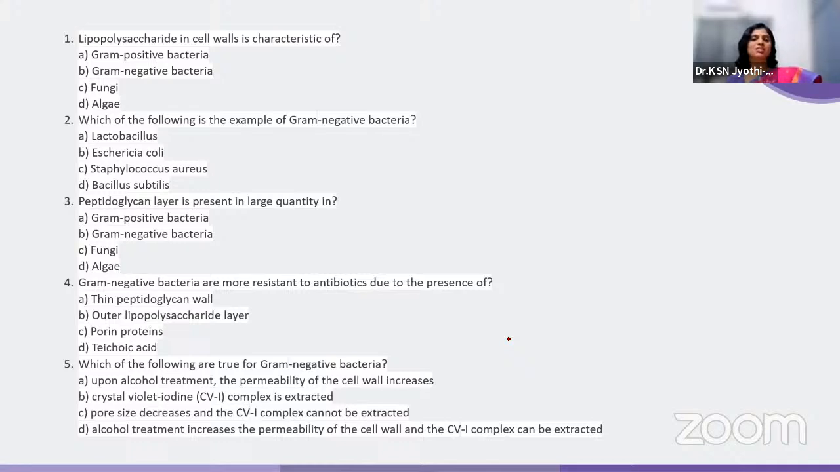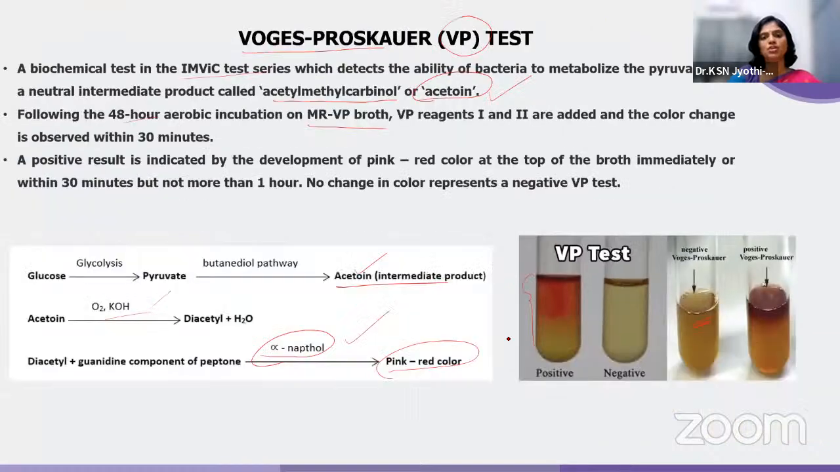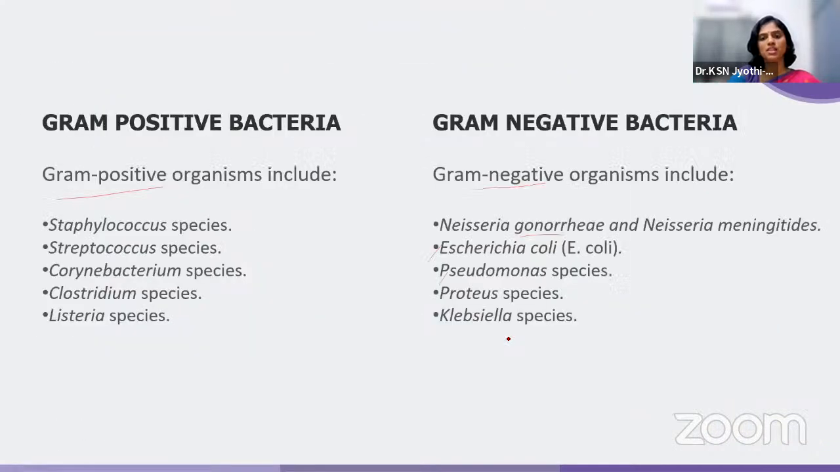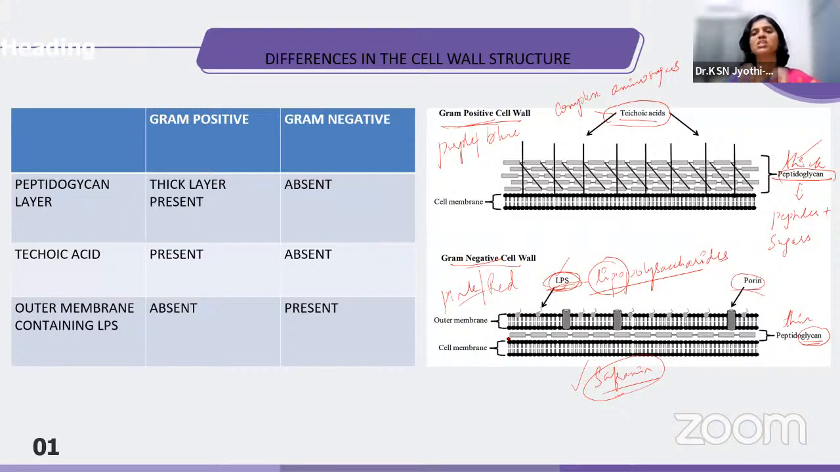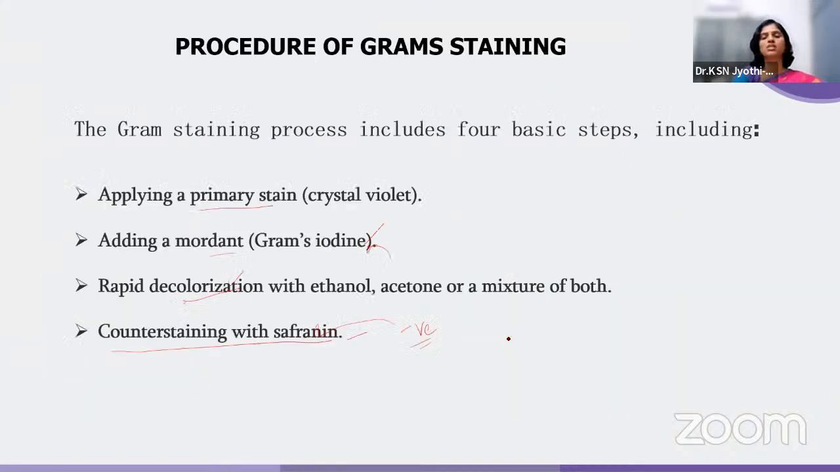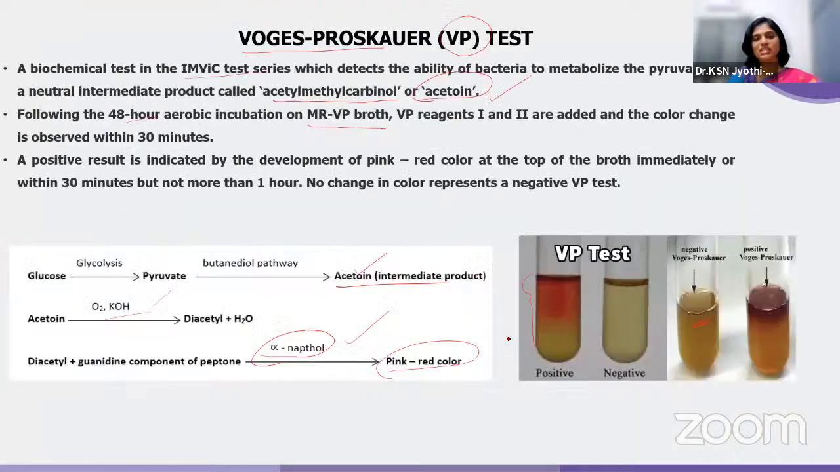Then peptidoglycan layer is present in large quantity in which type of bacteria? So let me show you this image where I gave you a differentiation in the cell wall structures. Please remember these two images very clearly. If you have this in your memory, I think when any question is asked about the cell wall structure and this tabular column, gram positive has a thick peptidoglycan layer, whereas gram negative doesn't have. Gram negative has a lipopolysaccharide layer, but gram positive doesn't have. Teichoic acid is an external thing present on the peptidoglycan layer only in gram positive, but not in gram negative. So this is an important slide for you to answer many questions that are asked related to staining techniques.